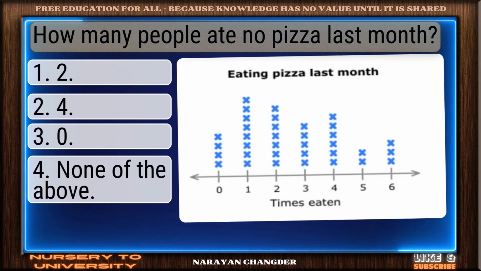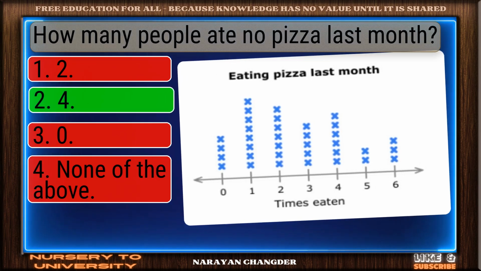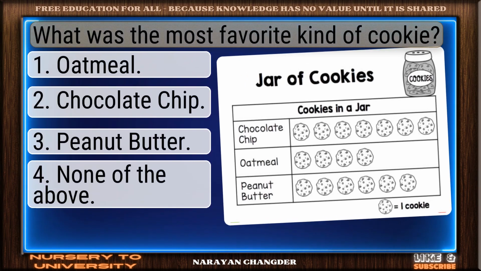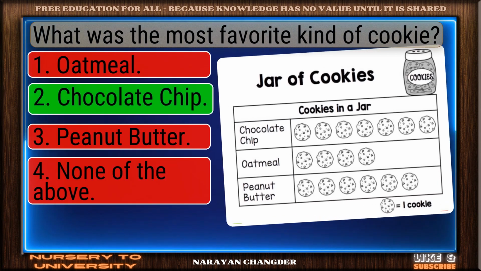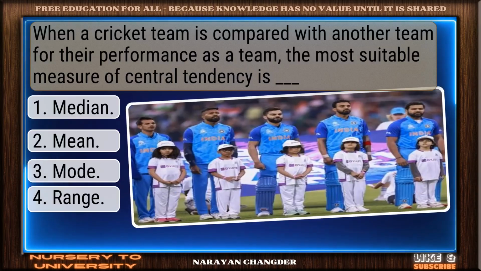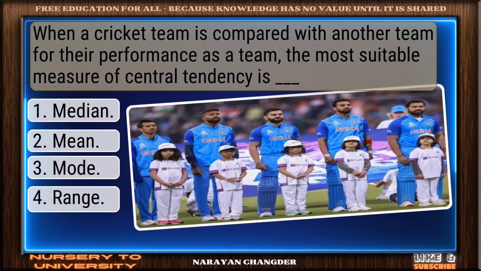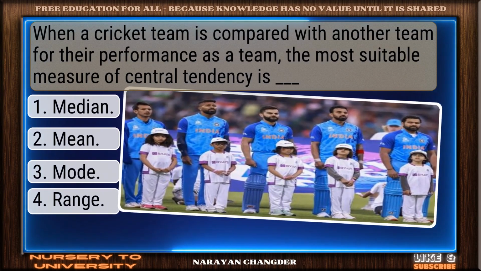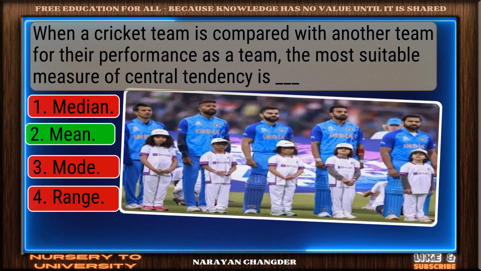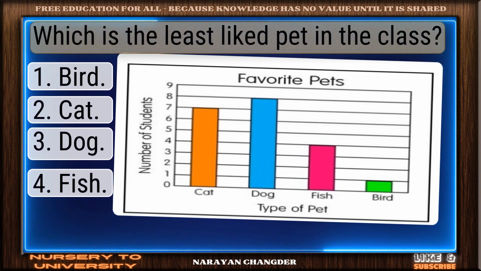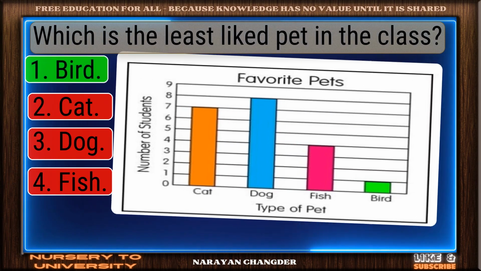How many people ate no pizza last month? On track. 4 is correct. What was the most favorite kind of cookie? Nicely done. Chocolate chip is solid. When a cricket team is compared with another team for their performance as a team, the most suitable measure of central tendency is dash. Right again. Mean is valid. Which is the least liked pet in the class? Great job. Bird is accurate.